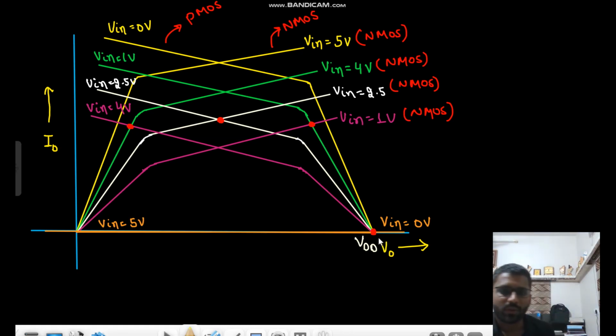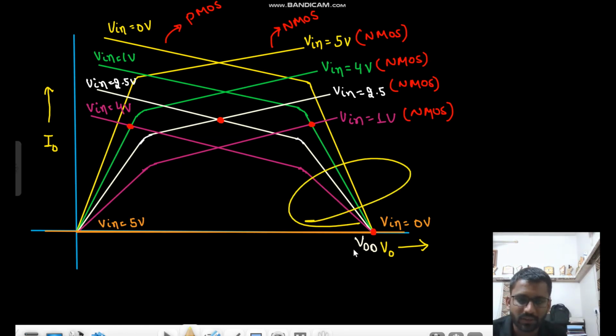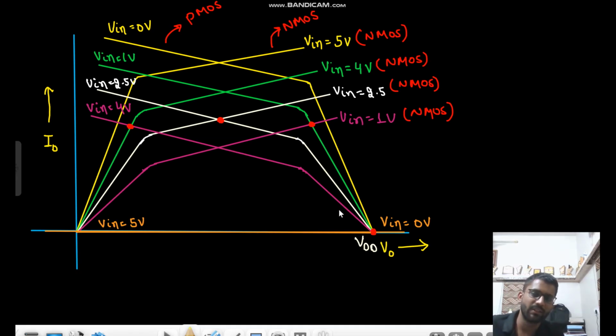Look, these curves are for PMOS and these curves are for NMOS, right? These are for PMOS, in this direction. So what do we see here? For V equals to 0, this is the curve for V naught, right? For V equals to 1 volt, this is the curve. For V equals to 2.5 volt, this is the curve. For V equals to 4 volt, this is the curve.